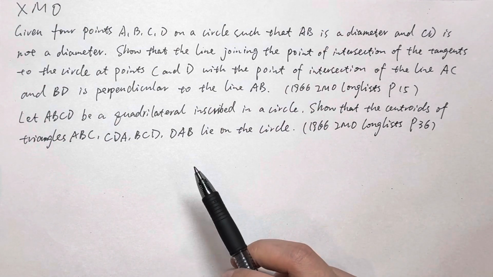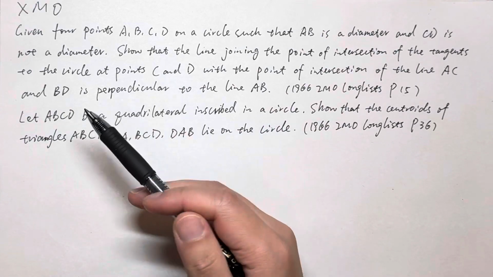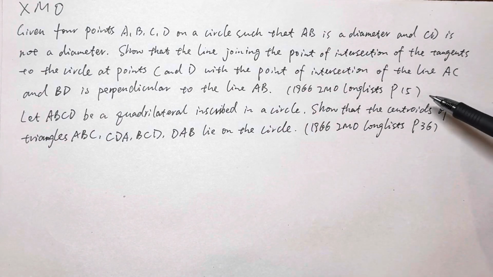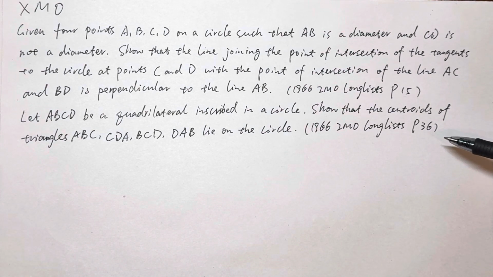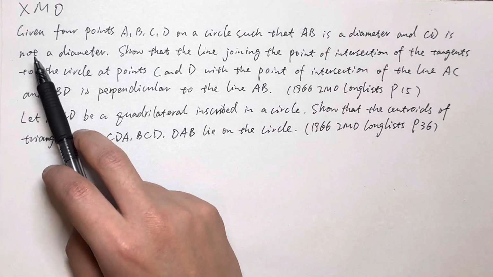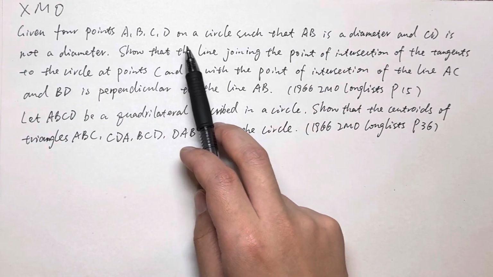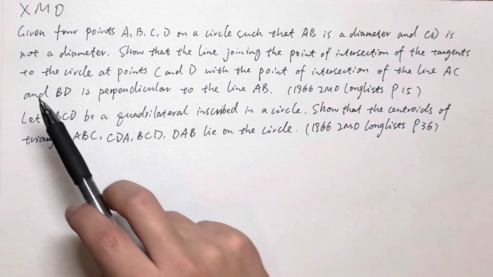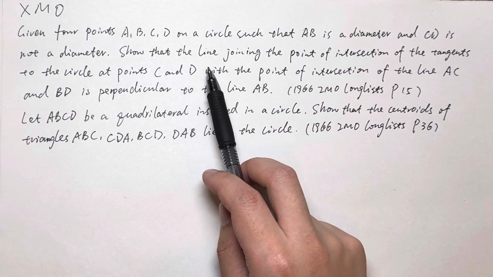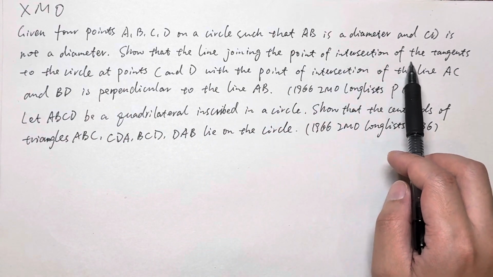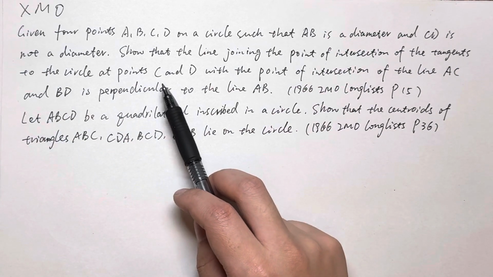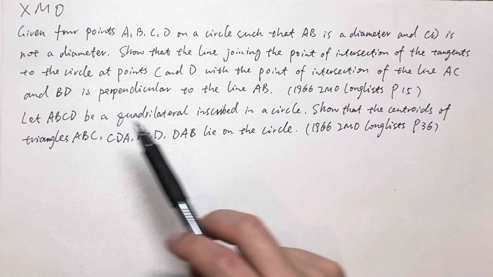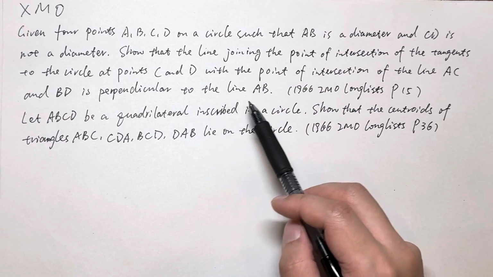So today we're going to talk about the XMO problems. It's actually from the IMO long lists, problem 15 and problem 36. So let's start. Given 4 points A, B, C, D on a circle such that AB is a diameter and CD is not a diameter, show that the line joining the point of intersection of the tangents to the circle at points C and D with the point of intersection of the line AC and BD is perpendicular to the line AB.